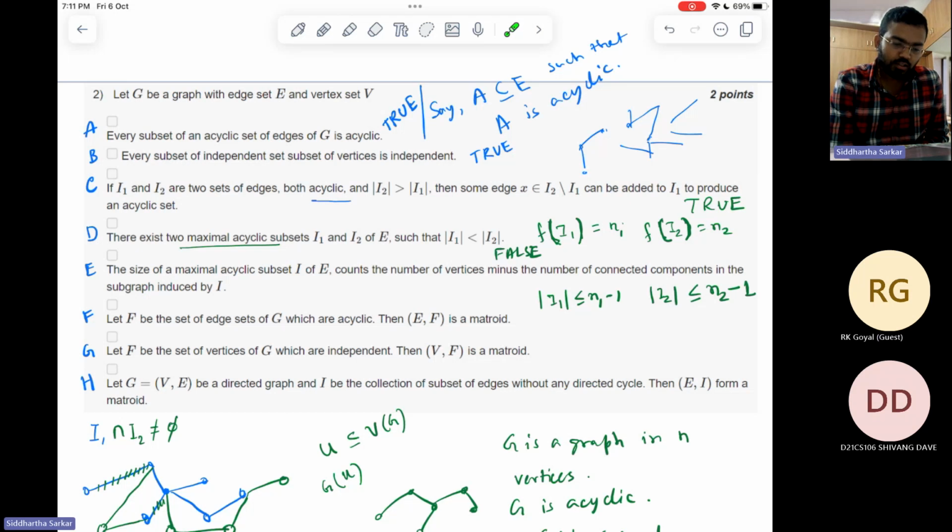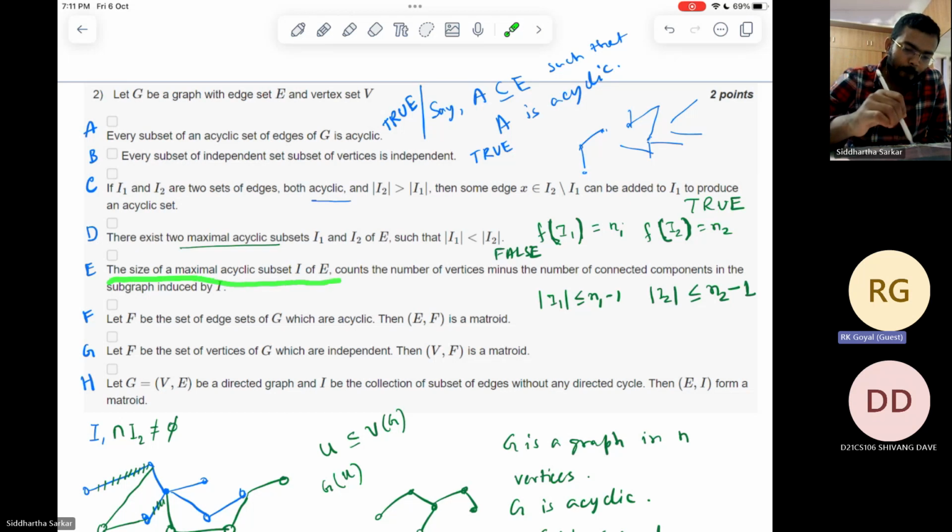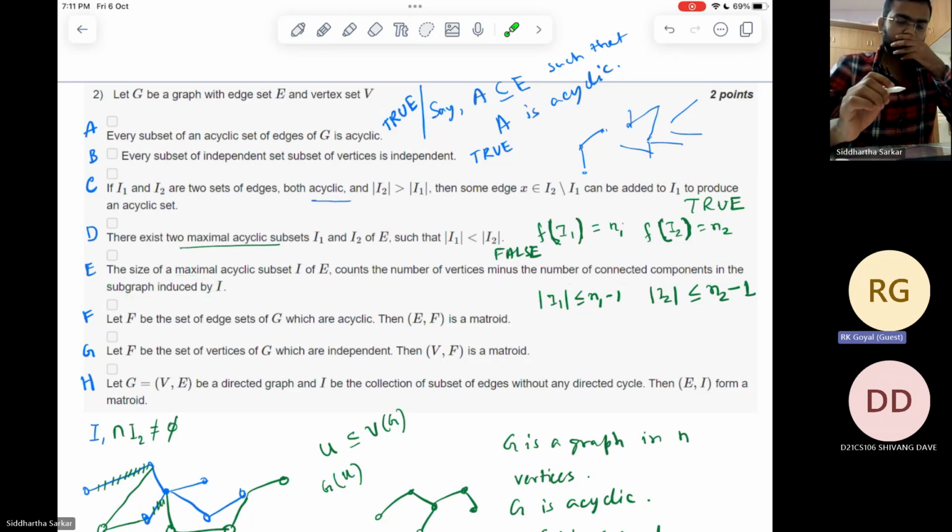So look at the next one. The next one seems to be difficult. I read this multiple times. It says that the maximal acyclic subset I of E counts the number of vertices in the given graph minus the number of connected components in the subgraph induced by I. So I'm doubtful about the subgraph induced by the edges, though I understood the subgraph induced by the vertices.